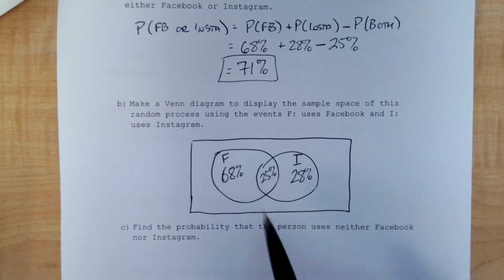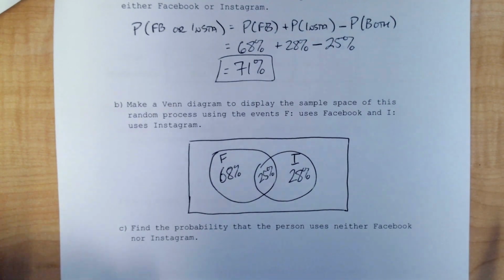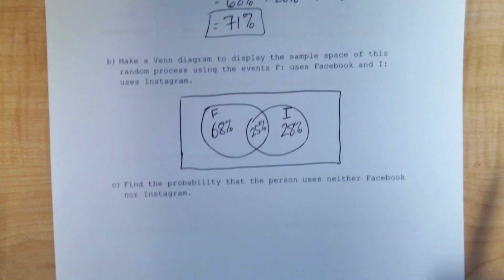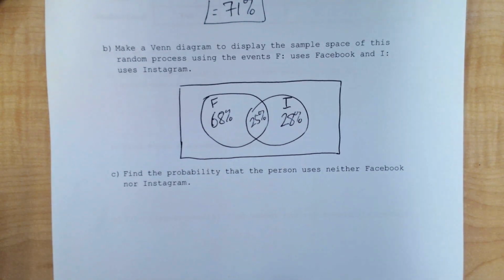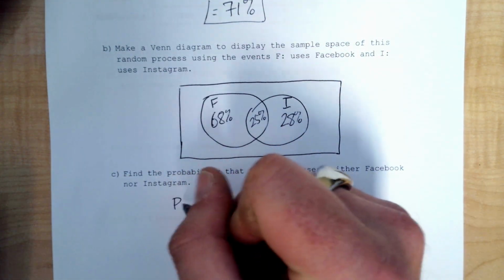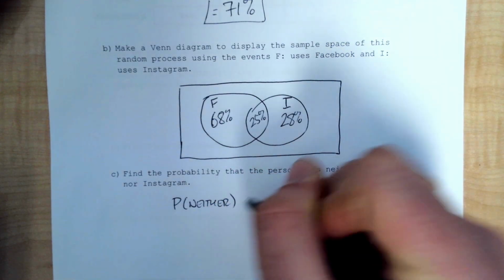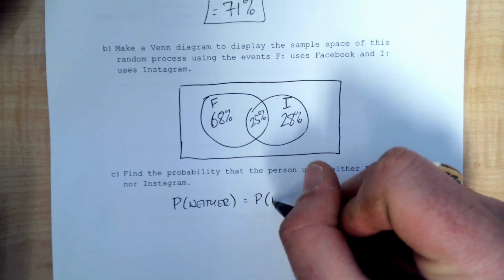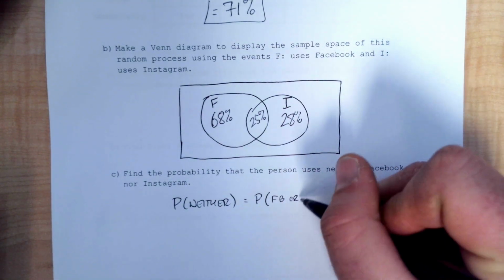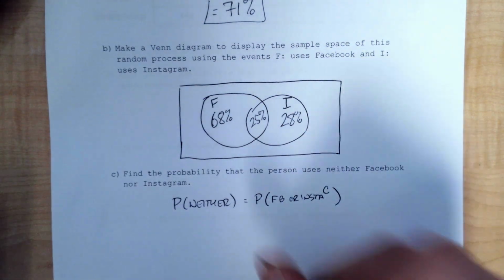Now, technically, the circles should also be proportional to the area, but for right now, we're just looking at general shapes. So find the probability that the person uses neither Facebook nor Instagram. So the probability of neither is basically the probability that they do not use Facebook or Instagram.